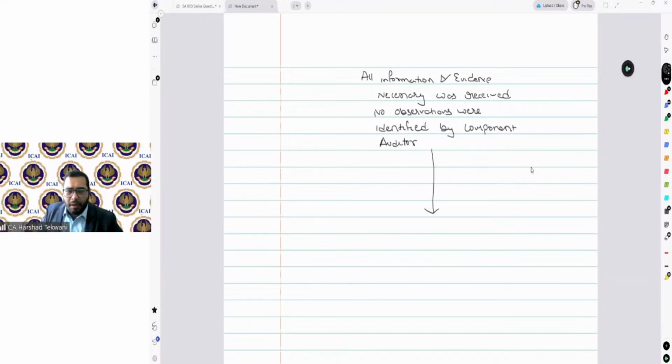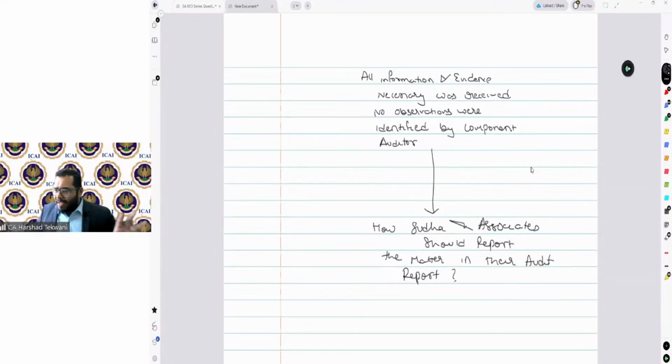In that case, how should Sudha and Associates report the matter in their audit report? If everything is good, and they have received all the necessary information, explanation, and evidence, sufficient and appropriate audit evidence, whatever was required, then how should Sudha and Associates report or disclose this in their audit report?